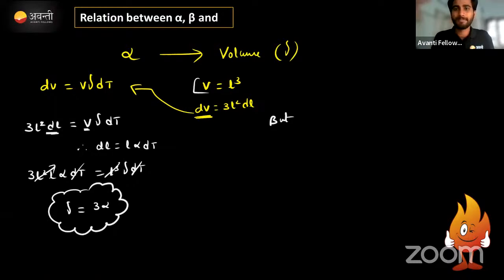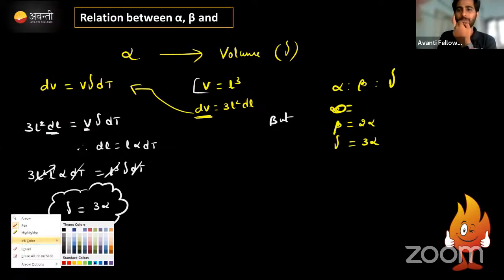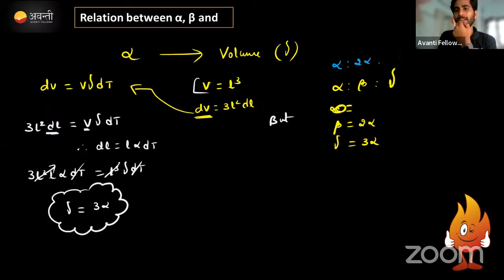Hope it is clear. How did gamma relate with alpha? 3 times the alpha means length, breadth, width all three are expanding. Clear, right? And we can relate this in a single format also. How? Alpha is to beta is to gamma. If I write like this, beta is equal to 2 times the alpha, and gamma is equal to 3 times the alpha. Correct now? We can write this in the ratio: alpha is to 2 alpha is to 3 alpha. Correct? Look once.